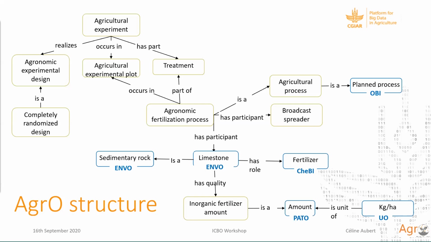And so for that, we need to create organic fertilizer amount. To create this term, we need to import the term PATO amount, and we also need to link it to the kilogram per hectare term from the Unit Ontology. And so this is how we link agronomic specific terms to external terms.